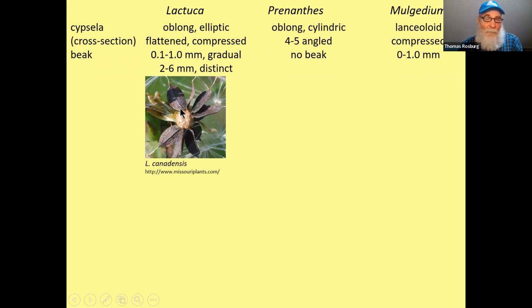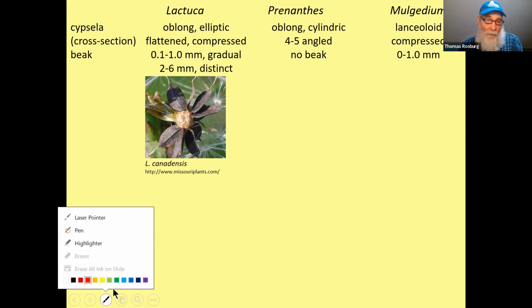In Lactuca, there are always these very, very flat cypselae, or again, the term achene is sometimes used. It's these brown things right here.